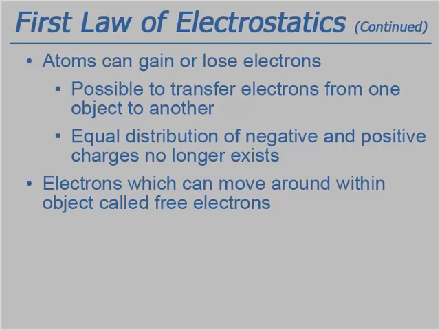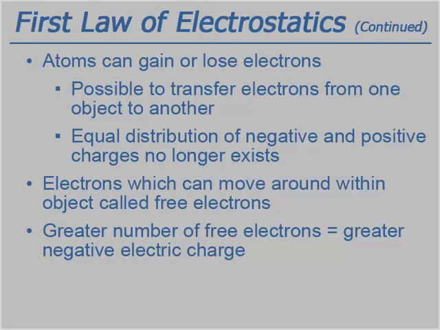The electrons that can move around within an object are said to be free electrons and will be discussed in more detail in a later section. The greater the number of these free electrons an object contains, the greater its negative electric charge. Thus, the electric charge can be used as a measure of electrons.